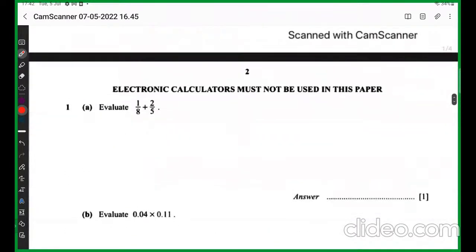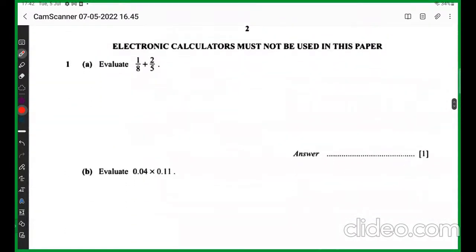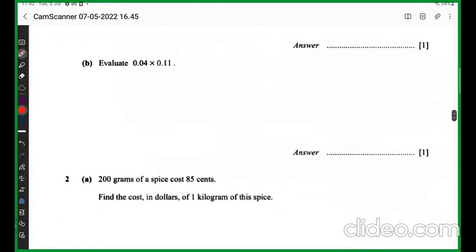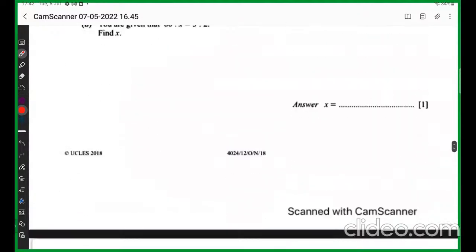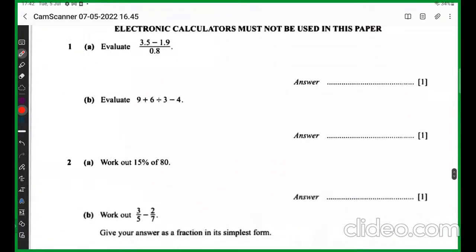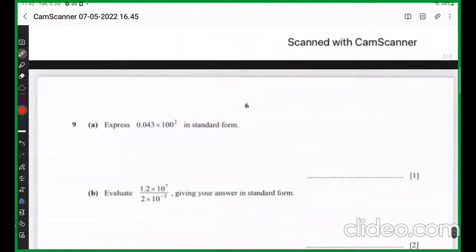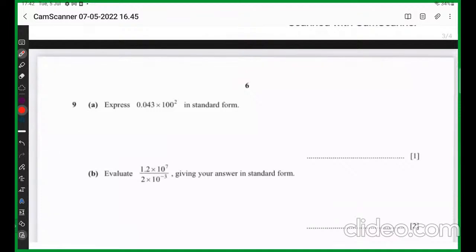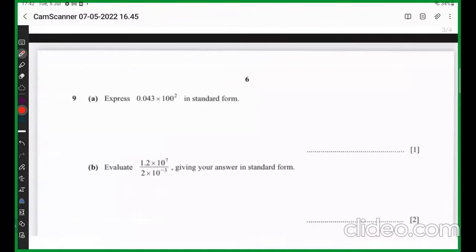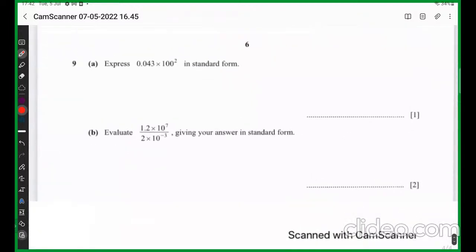Okay, then we have some more questions. One second. Before doing these, let me just do this one. Let's discuss this one because we have just discussed indices. Now this is basically not only from indices. Indices is used in other chapters. So here it is about the standard form. Express this in standard form.